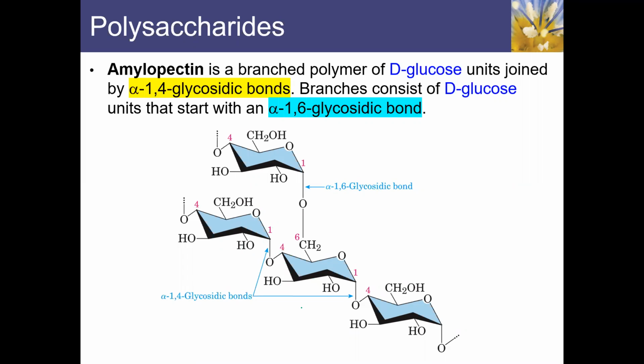But after every 24 to 30 units, they also have a branch coming out. As you can see, there's one branch coming out over here. And that is called an alpha 1,6 glycosidic bond, between carbon 1 and 6. So this is an alpha anomeric carbon over here. Remember the linkages. Amylopectin is larger than amylose, there are more glucose units, and it's a branched molecule. So the two linkages in the amylopectin are alpha 1,4 and alpha 1,6 linkages.